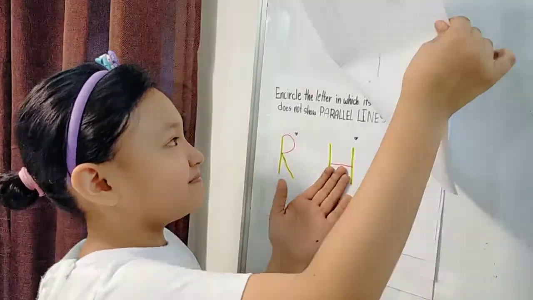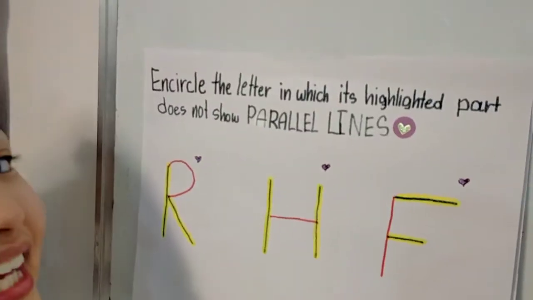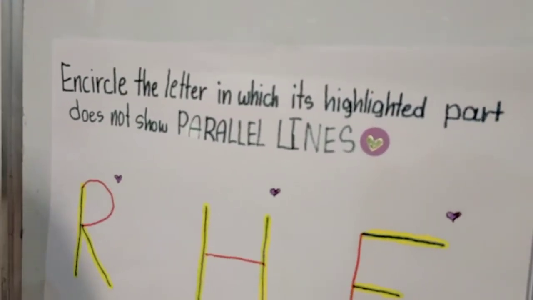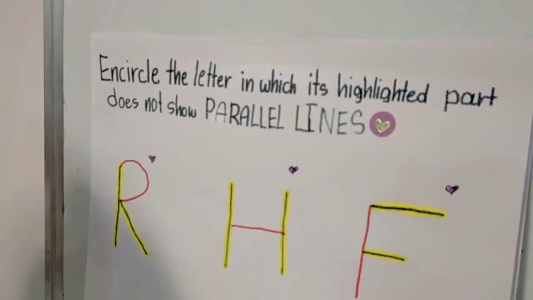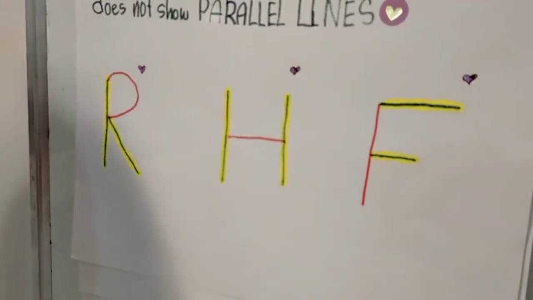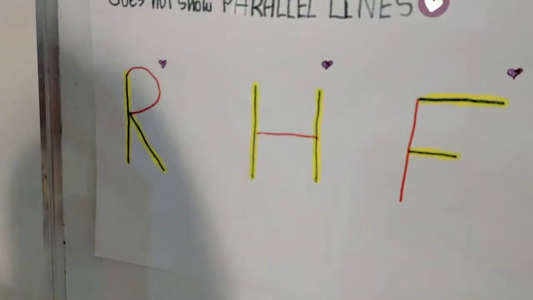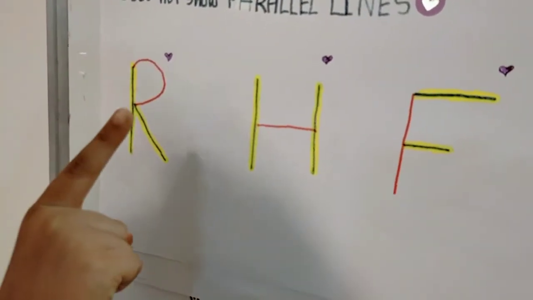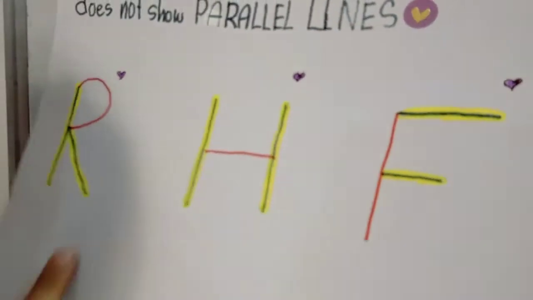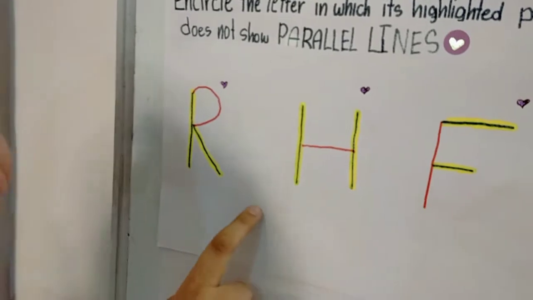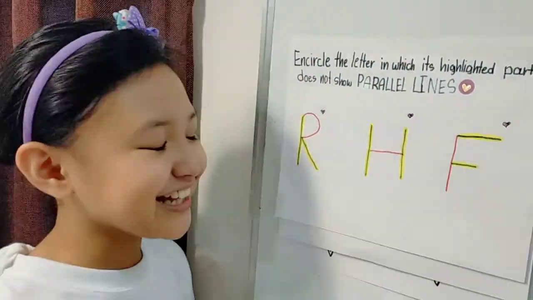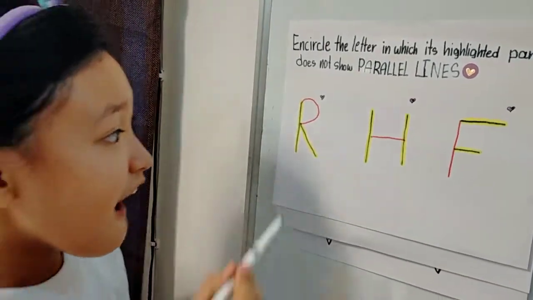Next, encircle the letter in which its highlighted part does not show parallel lines. So let us see what letter here has a highlighted part that does not show parallel lines. Have you made your answer? The right answer is R.